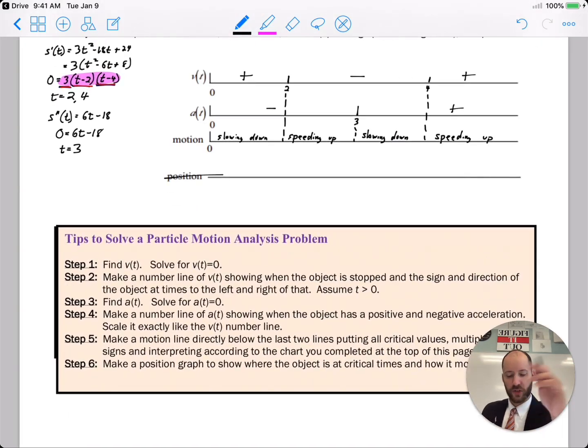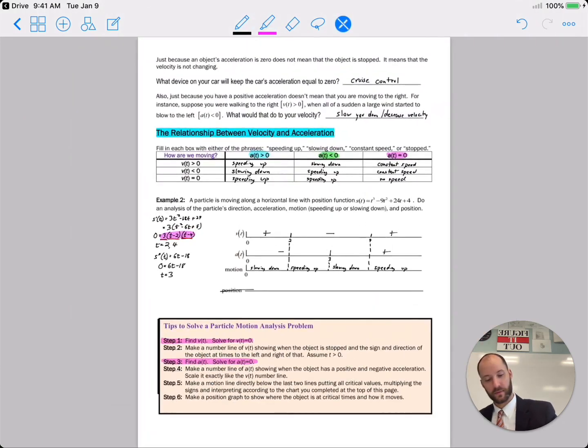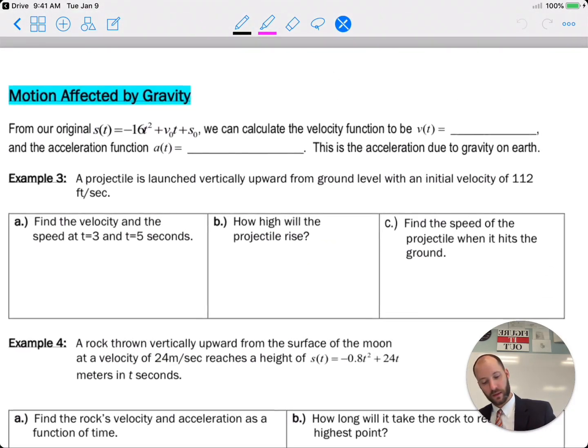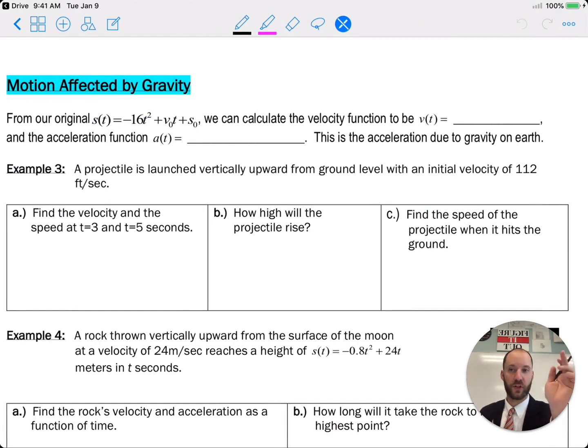So tips to solve a particle motion analysis problem. This is crucial right here. Find the v of t, set it equal to 0. Also here, find a of t, set that equal to 0. That gives you your boundaries, your intervals, in which to do your analysis. Let's look at this first example together. The rest you want to complete on your own.